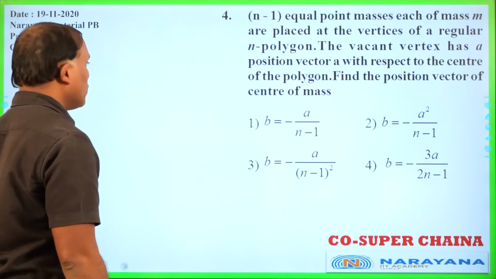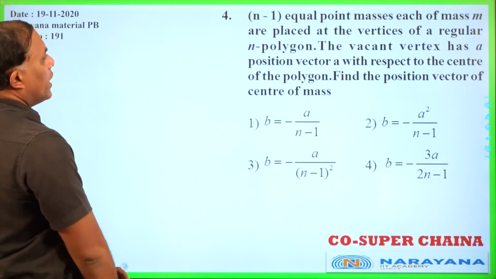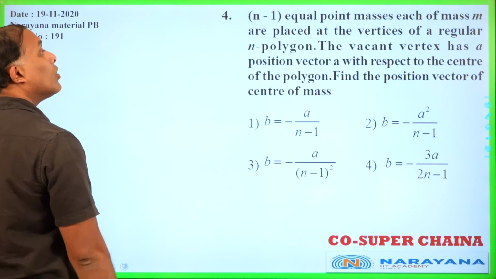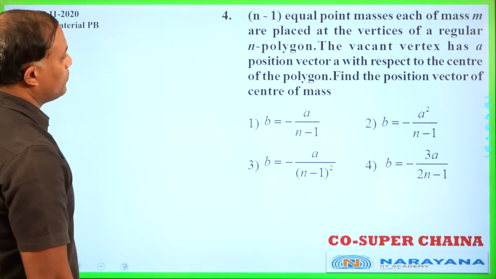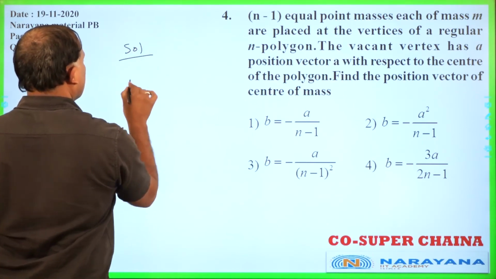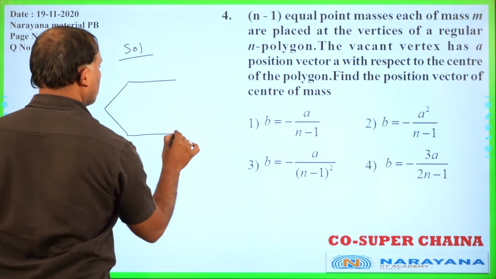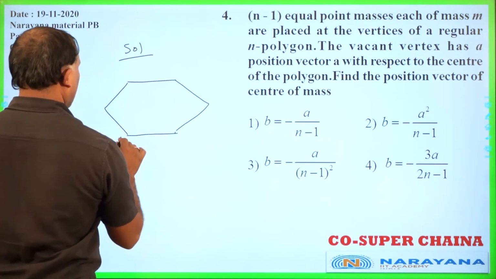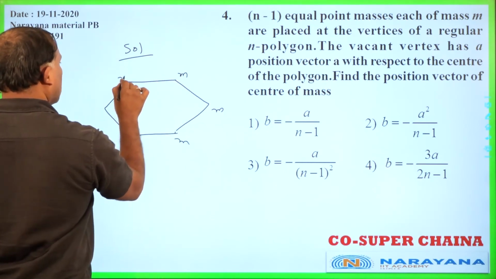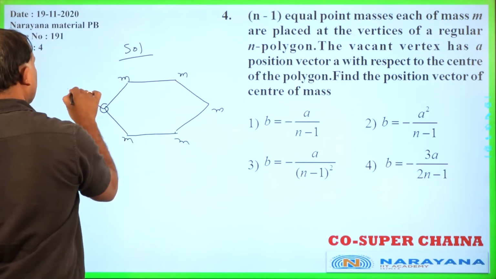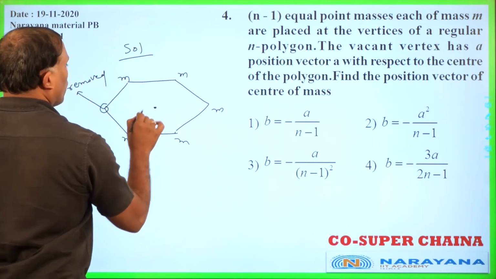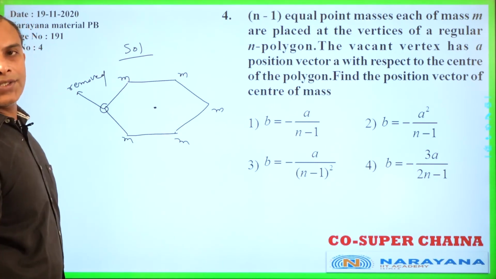Next question. N equal point masses each of mass m are placed at the vertices of a regular polygon of n sides. For example, see here, I am taking the hexagon. And now here mass, here mass, here mass, here mass, here mass, and this mass is removed. Then what is the shift in the position of center of mass?